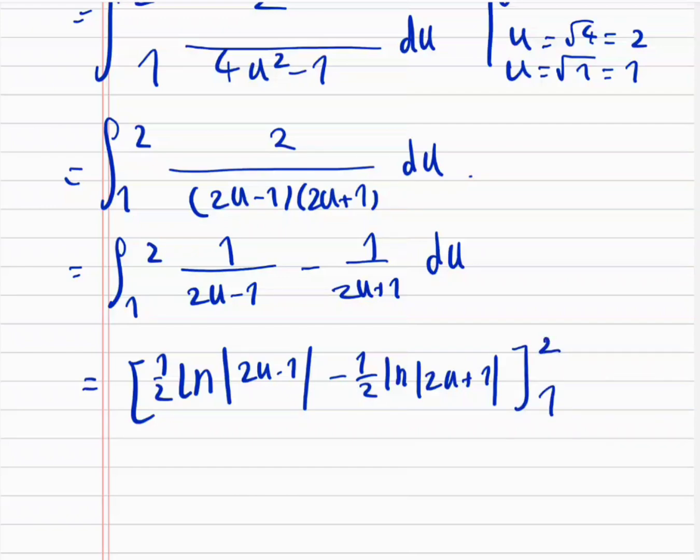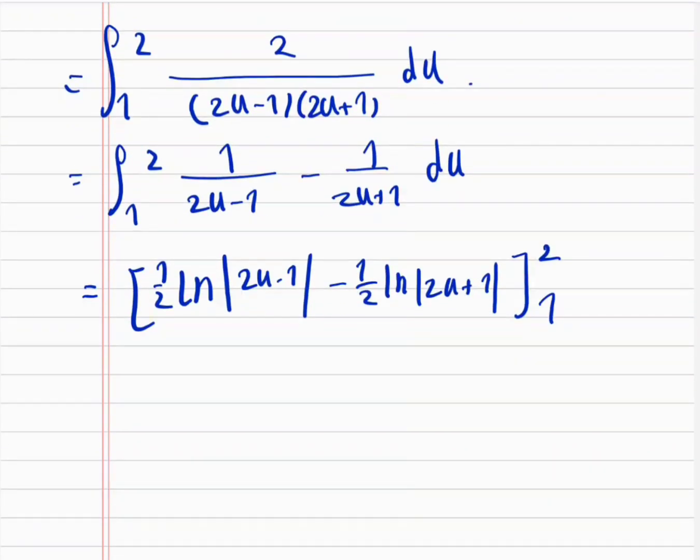And now we have the limits. So at this point it's just algebra, and we just substitute the limits. And finally, we get half ln 9 over 5.